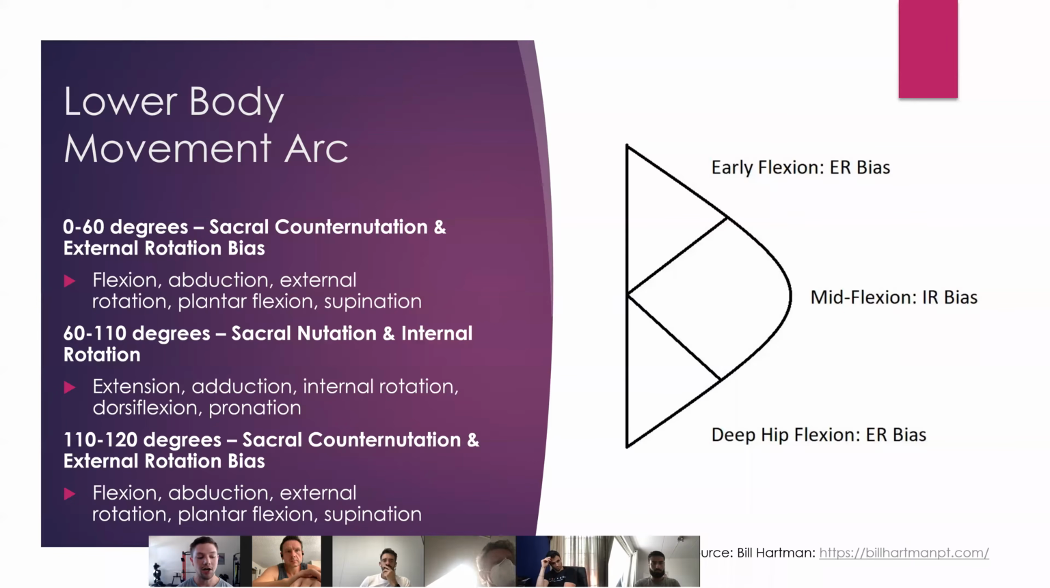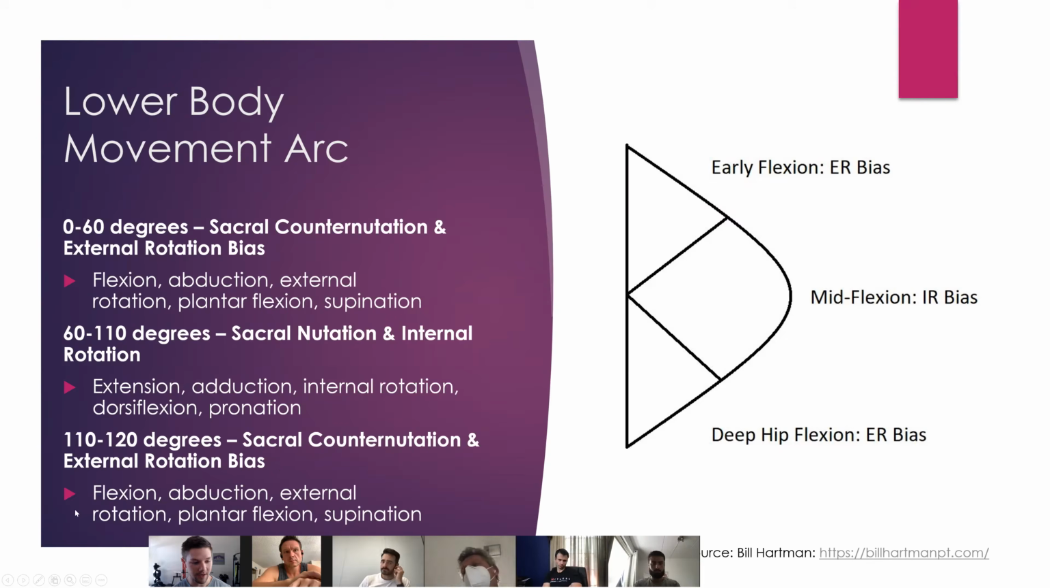From 60 to about 110-ish degrees, and again, this varies depending on the individual, but this is the general range, you're going to see more of a transition towards nutation and internal rotation. This means that the innominate bones are going to go into extension, adduction, internal rotation. Our foot is going to be biased towards more dorsiflexion and pronation. And then in the deepest level of hip flexion, you're going to see a recounter nutation, a movement back towards external rotation, and then you're going to see these joint actions come back.